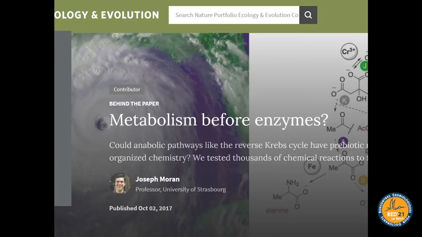Again, if this has been too confusing or too fast or too incomprehensible, I encourage you to look up the blog post where this is explained in very high detail with pictures, using a language that is simple, and I hope it is understandable also for non-chemists. So again, the Nature Ecology and Evolution blogs, please have a look.